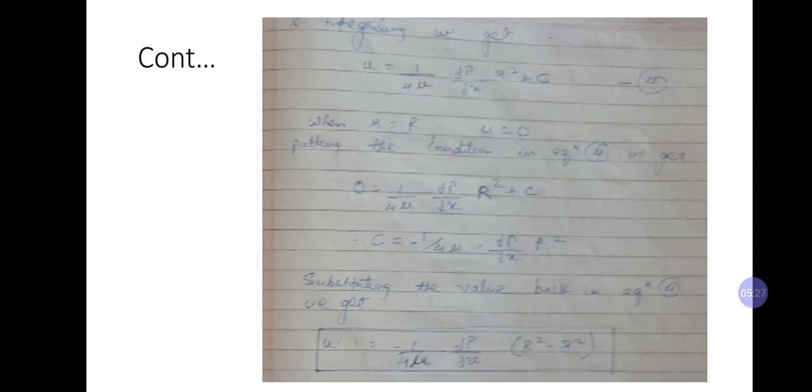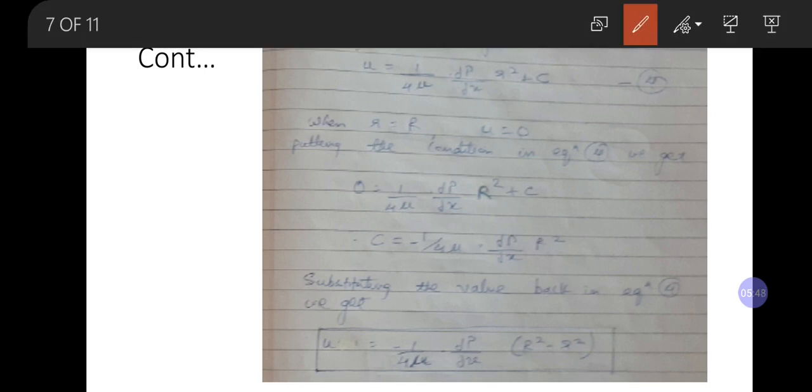Now by the condition, when small r is equal to capital R, u is equal to 0. We have seen that at boundaries velocity is equal to 0. So when small r becomes capital R, that is the boundary condition, velocity is equal to 0. So putting this condition in equation 4, we put u as 0 and get the value for c. So c becomes minus 1 upon 4 mu del p by del x R square.